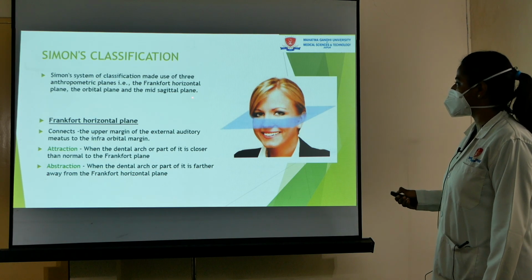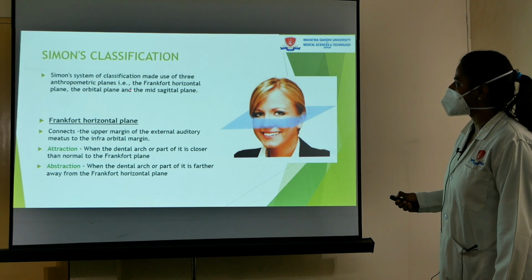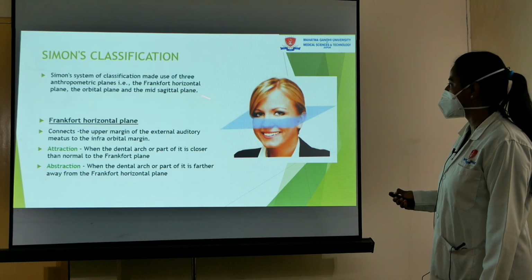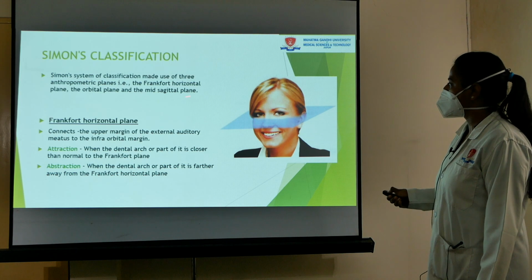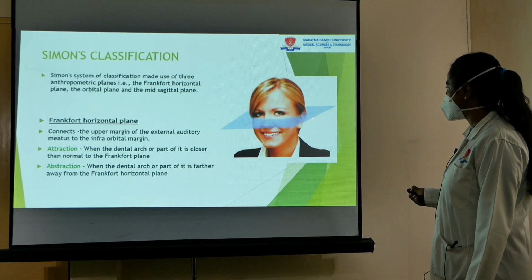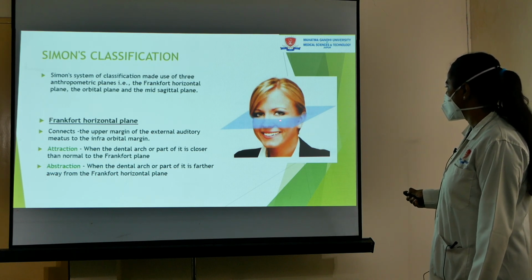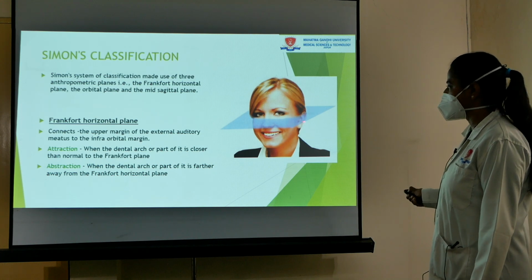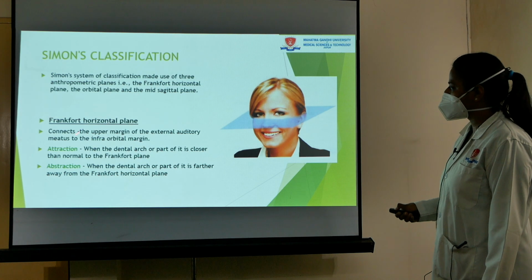Then is the Simon's classification system. Simon's system of classification made use of 3 anthropometric planes. These are the FH plane, orbital plane and the mid-sagittal plane. This is the FH plane, the line passing through the orbit to the tragus of the ear. This plane is called as FH plane. In this, two classifications are there.